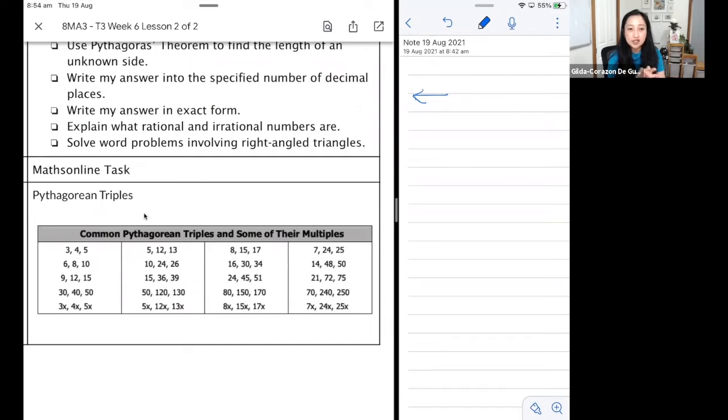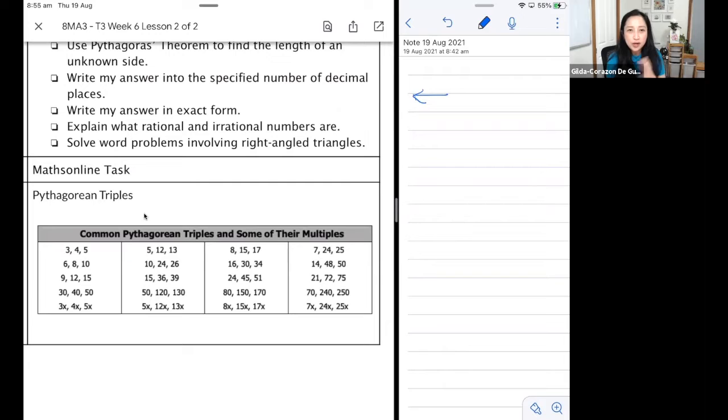If you multiply each side by 10, then it's 30, 40, 50. Or if x represents any number that you multiply each of the sides of the 3, 4, 5 triangle by, then you'll just have 3x, 4x, 5x. The same thing with the second column. You've got there 5, 12, 13. If you multiply each of the sides by 2, you get 10, 24, 26. Then next 15, 36, 39.